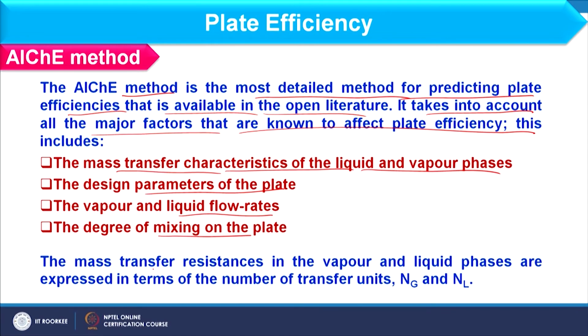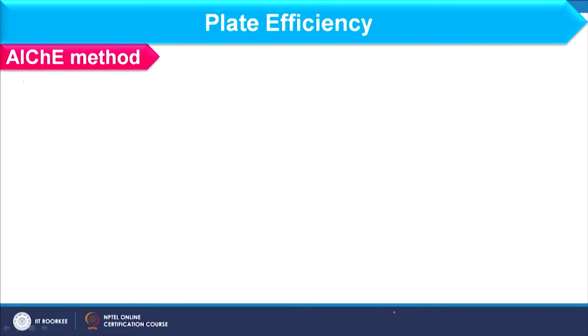To use that method we should consider mass transfer resistances in vapor and liquid phases, and these are expressed by the number of transfer units, that is Ng as well as Nl. So, we need to find out values of Ng and Nl, and then we will consider the plate efficiency using the AIChE method. So, let us start this. First of all we will consider point efficiency using the AIChE method, and then we will calculate the plate efficiency. Let us see the expression of point efficiency first.